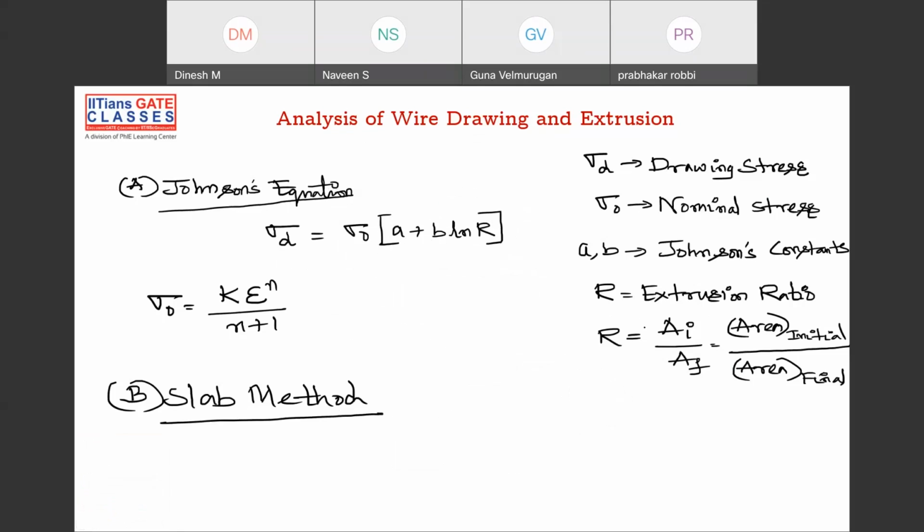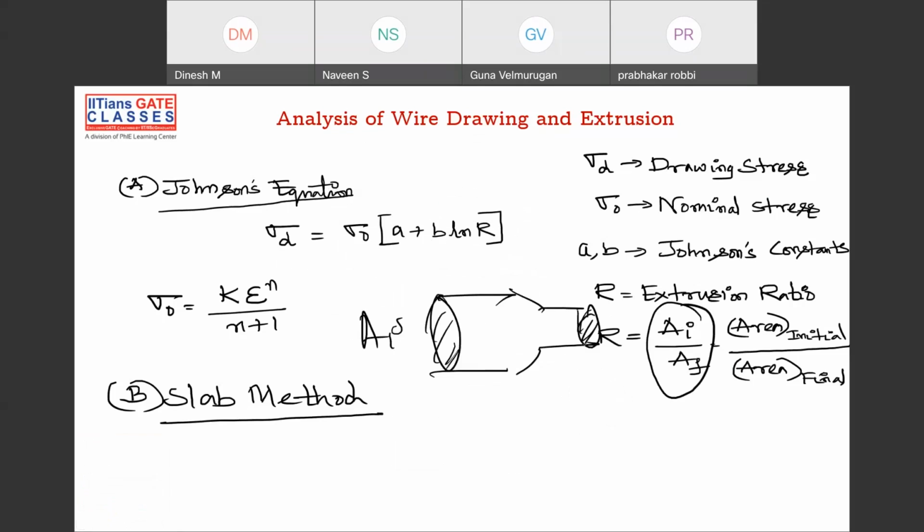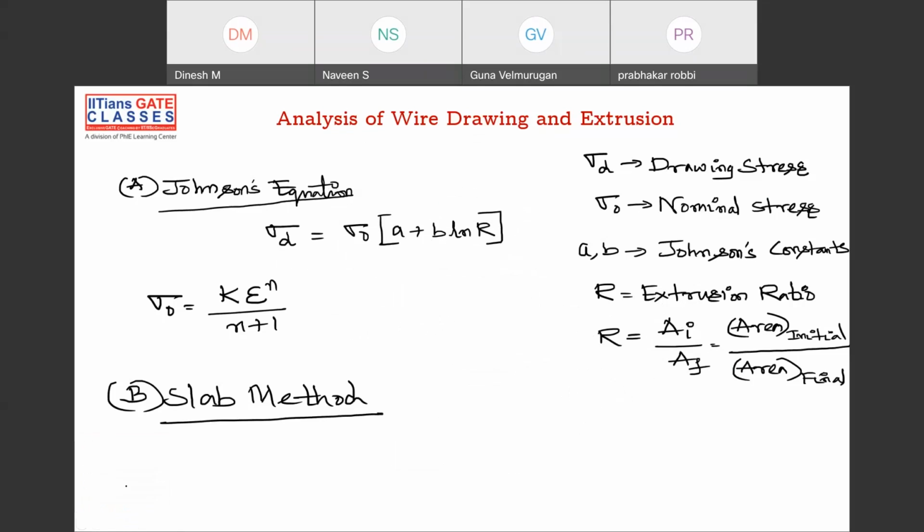R is the extrusion ratio or drawing ratio, whatever it is. Extrusion ratio is nothing but initial area divided by final area. What area? Cross sectional area. Initially this much is the cross sectional area, and finally the cross sectional area is AF. So it is initial cross sectional area by final cross sectional area.